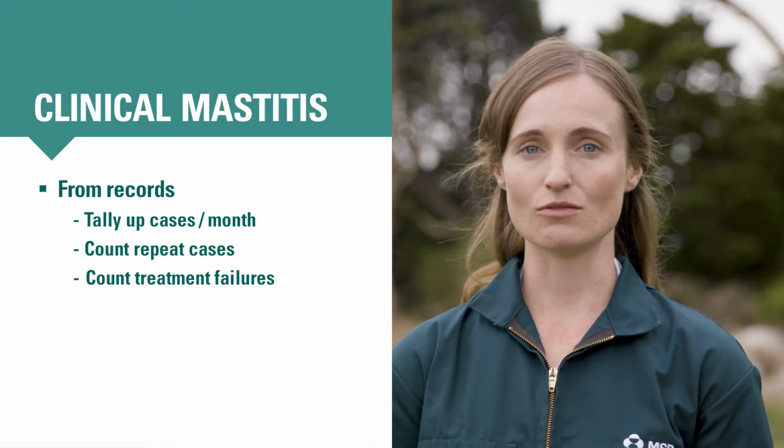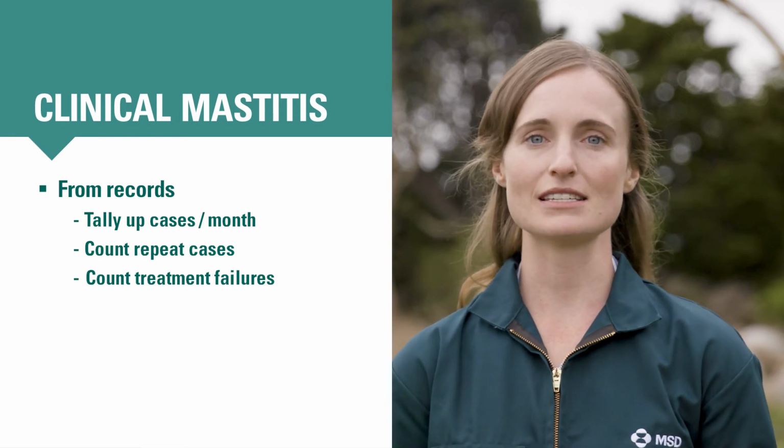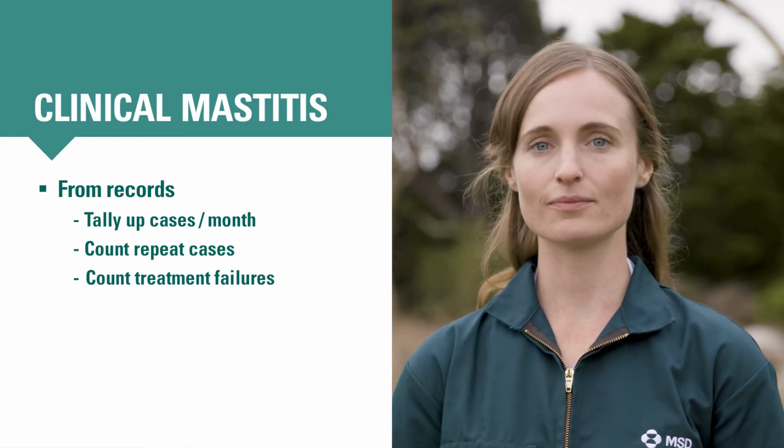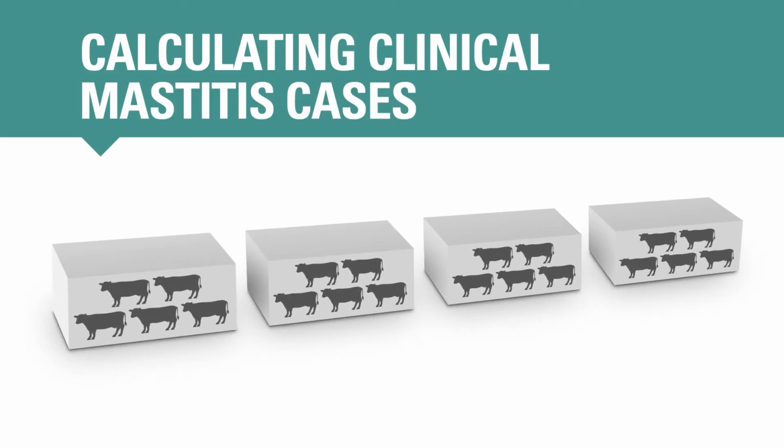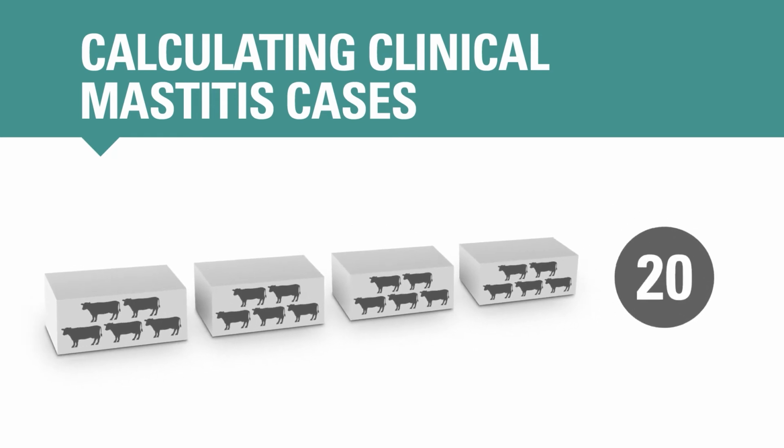If you don't have clinical case records, you can estimate clinical cases by adding up the mastitis treatments on each month's vet invoice and dividing by the number of cases each box or bottle would treat. So for example, if you purchase 4 boxes of mastitis treatment in November and you know each box treats 5 cows, then the number of clinical cases in November was approximately 20.